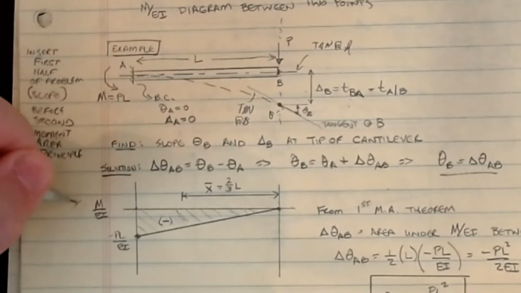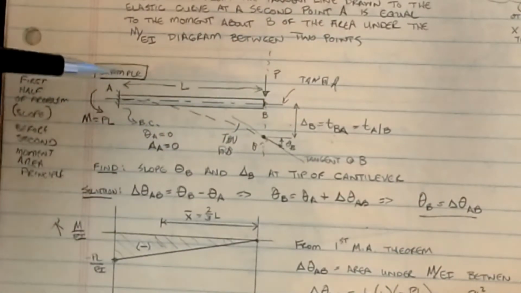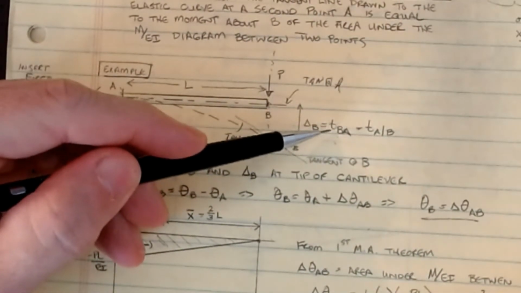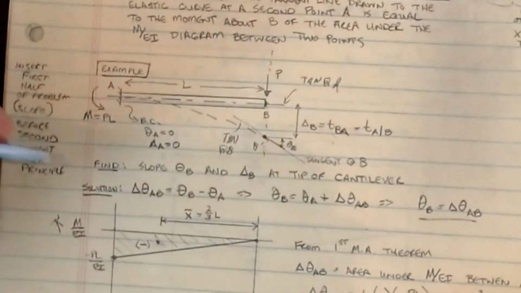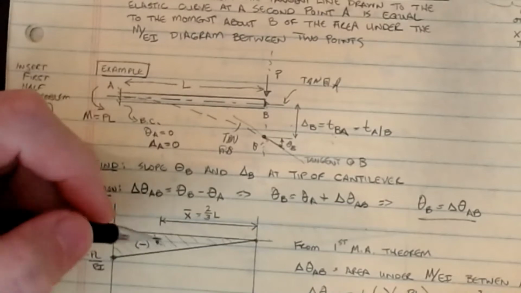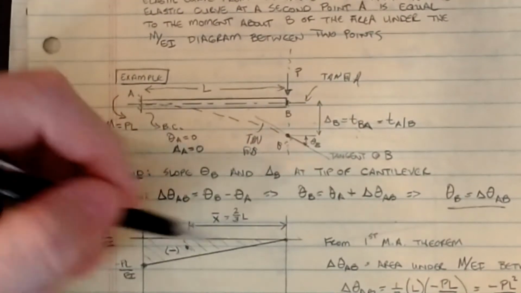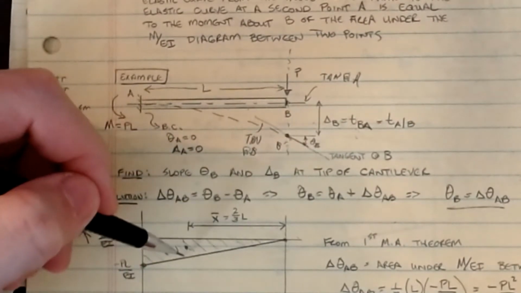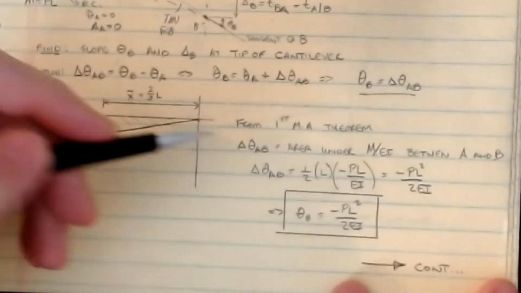I got to have this guy right here to be able to do it. So that's my curve. Then, if we want the tangential deviation at B with respect to A, you find the centroid of this area, and the x bar distance, or the centroidal distance from B to A. For this triangle, it is just 2/3 of L. From our first theorem, we can then calculate the change in angle.